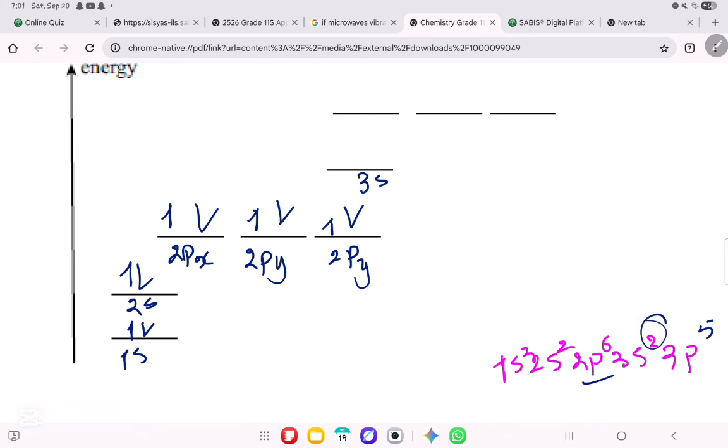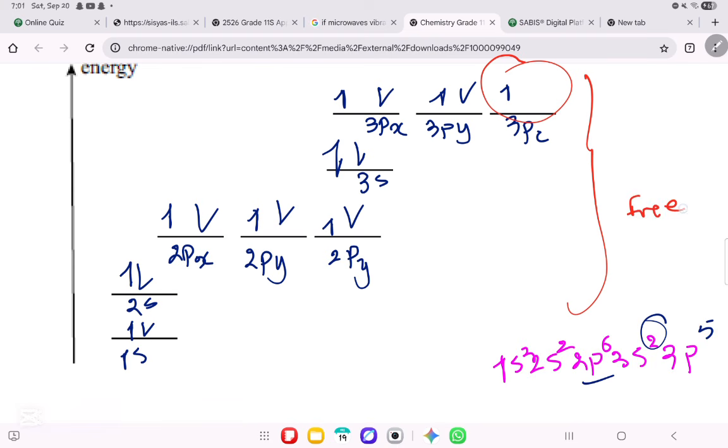1 up, 1 down. Now 3p, 3px, 3py, 3pz. So we said that there's 5 electrons. So we start by filling 1 up, 1 up, 1 up, then one down, and as you can see, this one is a lone electron. It does not have anything to pair with. So what do we call it? We call it a free radical. Perfect. That's it for this question.